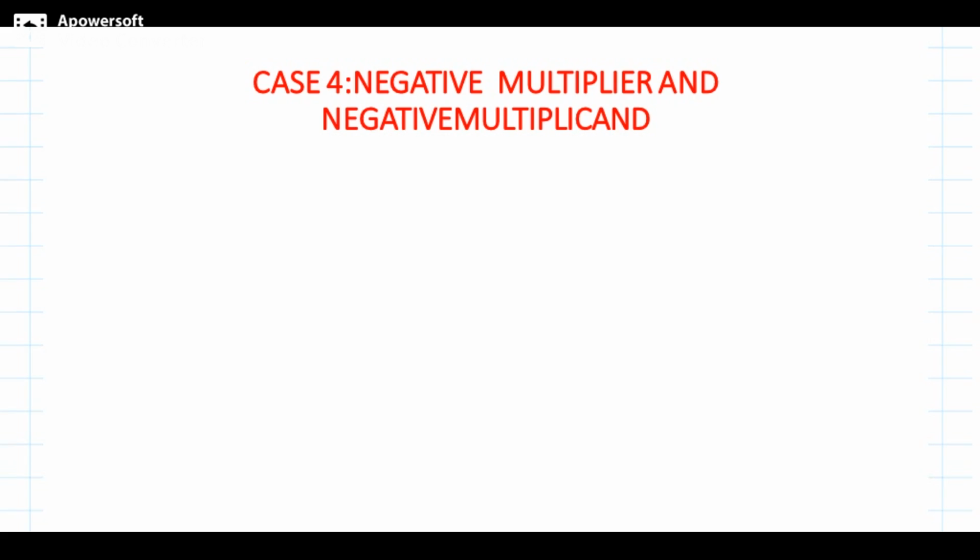So now we'll consider the last case, negative multiplier and negative multiplicand. In the case of negative multiplier and negative multiplicand, I'll consider the example m is equal to minus 13 and q is equal to minus 9. So minus 13 in binary is 1, 0, 0, 1, 1, and minus 9 I can write as 1, 0, 1, 1, 1.